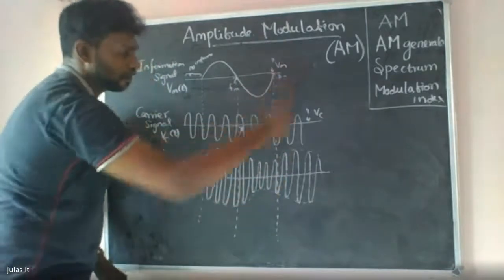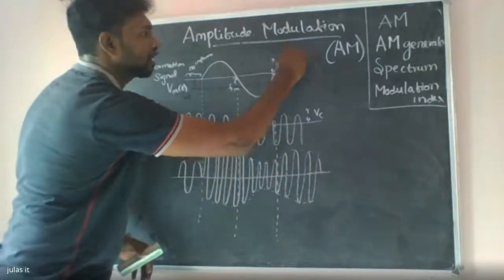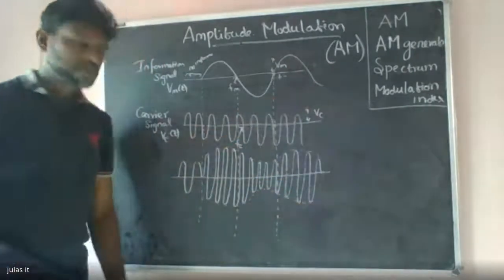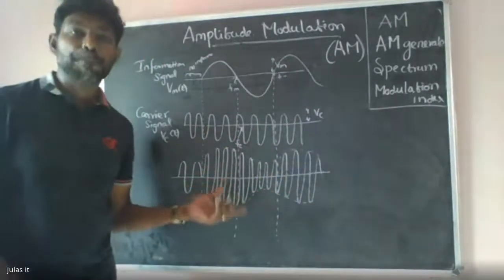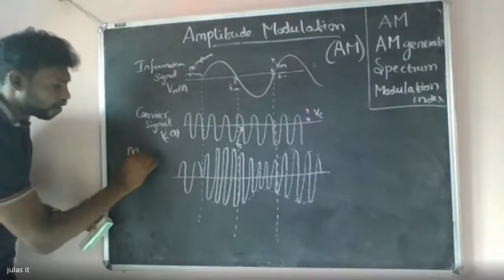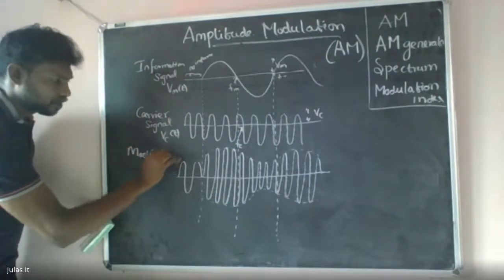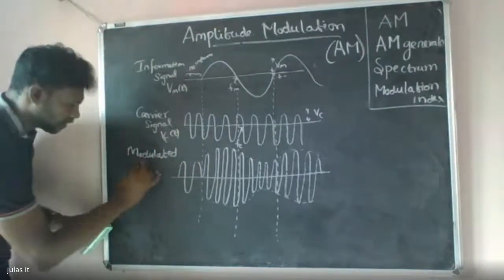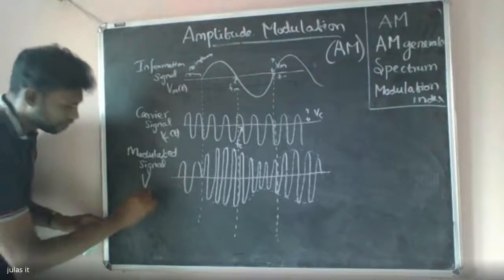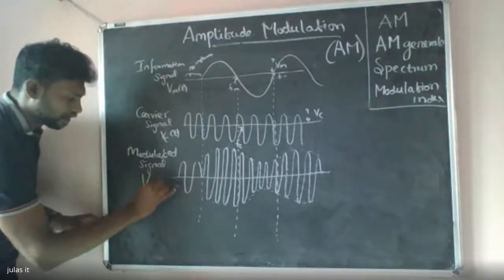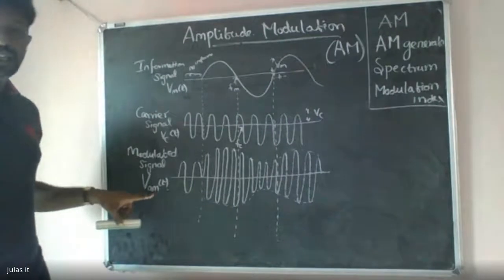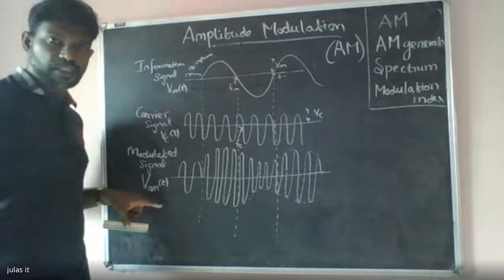Once again, if I have drawn a little bit larger, we can take a little bit other signal. So this is called the amplitude modulation. Here we call this a modulated signal, represented as V AM of t. Since it is the amplitude modulation, I have given V AM of t, right?